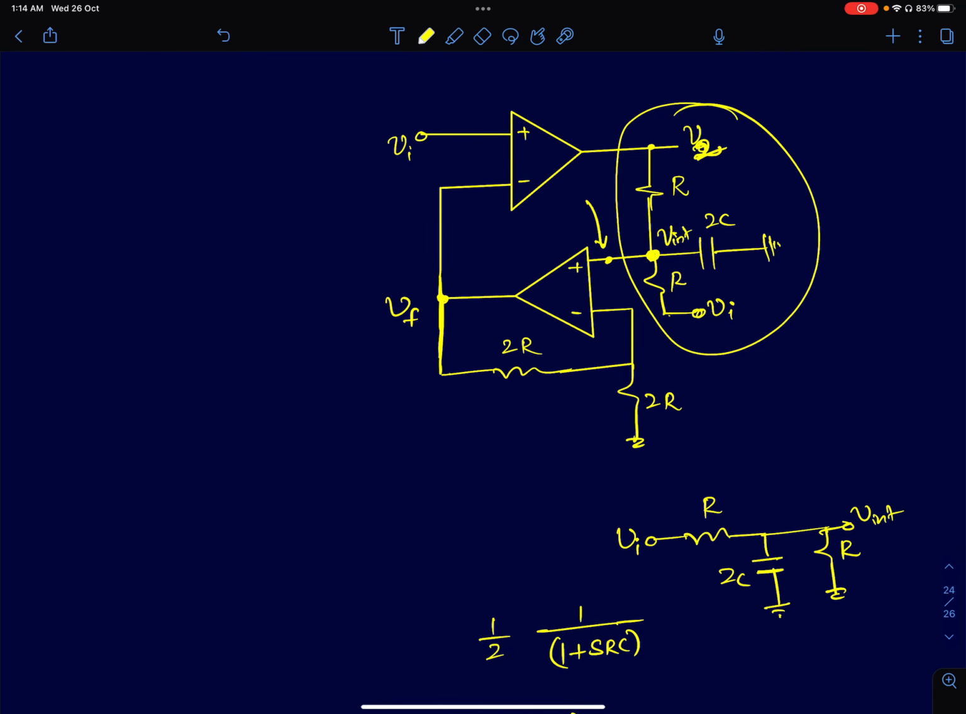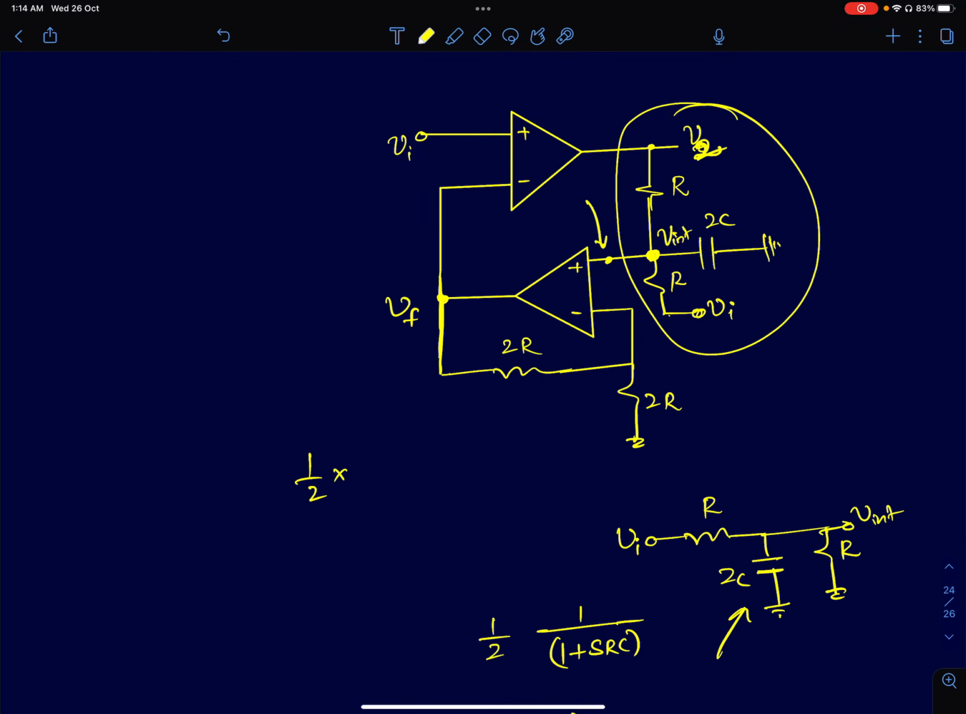R, 2C and R will come in parallel because this node is now ground. We have grounded V2. So this is a simple RC circuit. We have already showed how to analyze circuits. So the DC transfer function is half, and this circuit doesn't have any zeros. The zero is at infinite frequency. That's the point where the capacitor acts like a short. So you have 1 by 2 and no zeros.